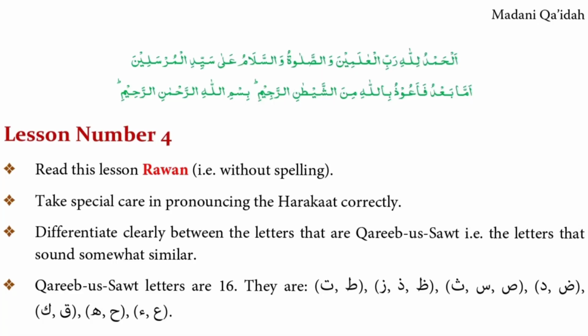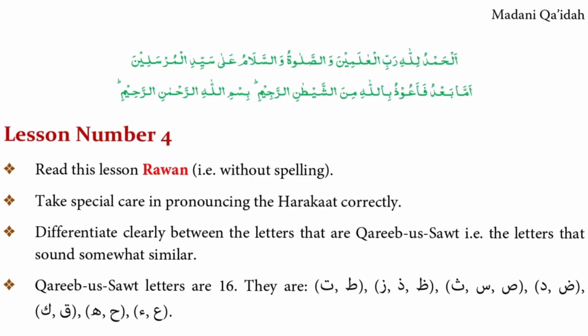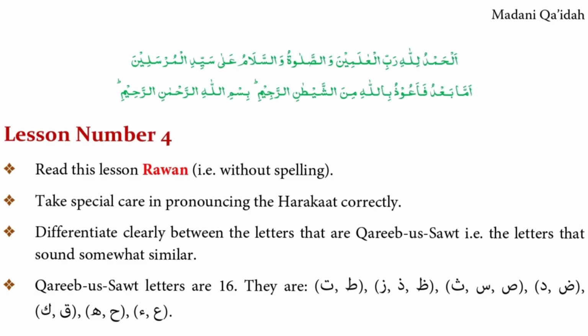Look at the next bracket. Tha. Tha is pronounced without whistle sound, like tha. And next letter, sin, is pronounced with whistle, sin. This is the difference between tha and sin. The next letter is sod. Sod is also pronounced with whistle sound, but with thicker voice because it is from mustalia letters. So this is the difference between sin and sod.